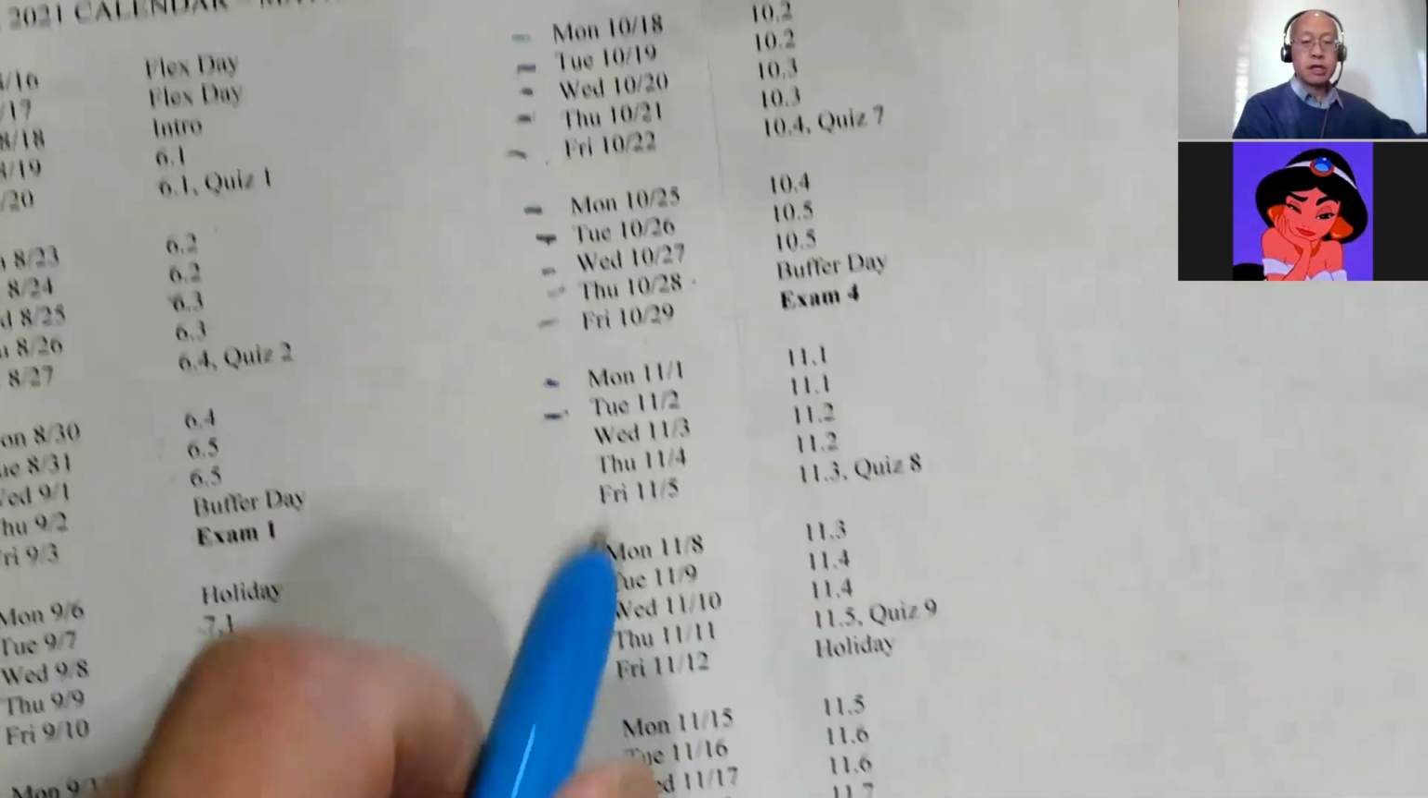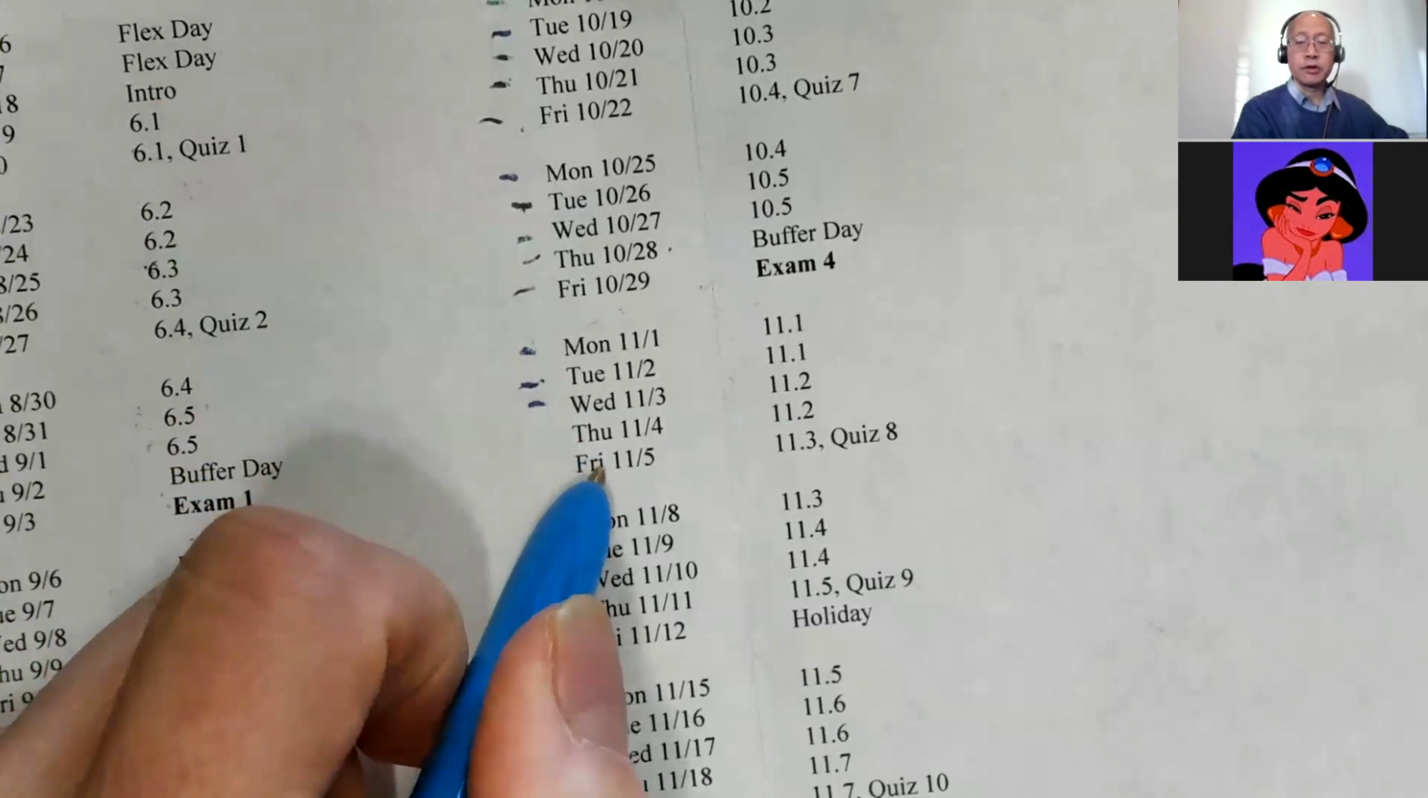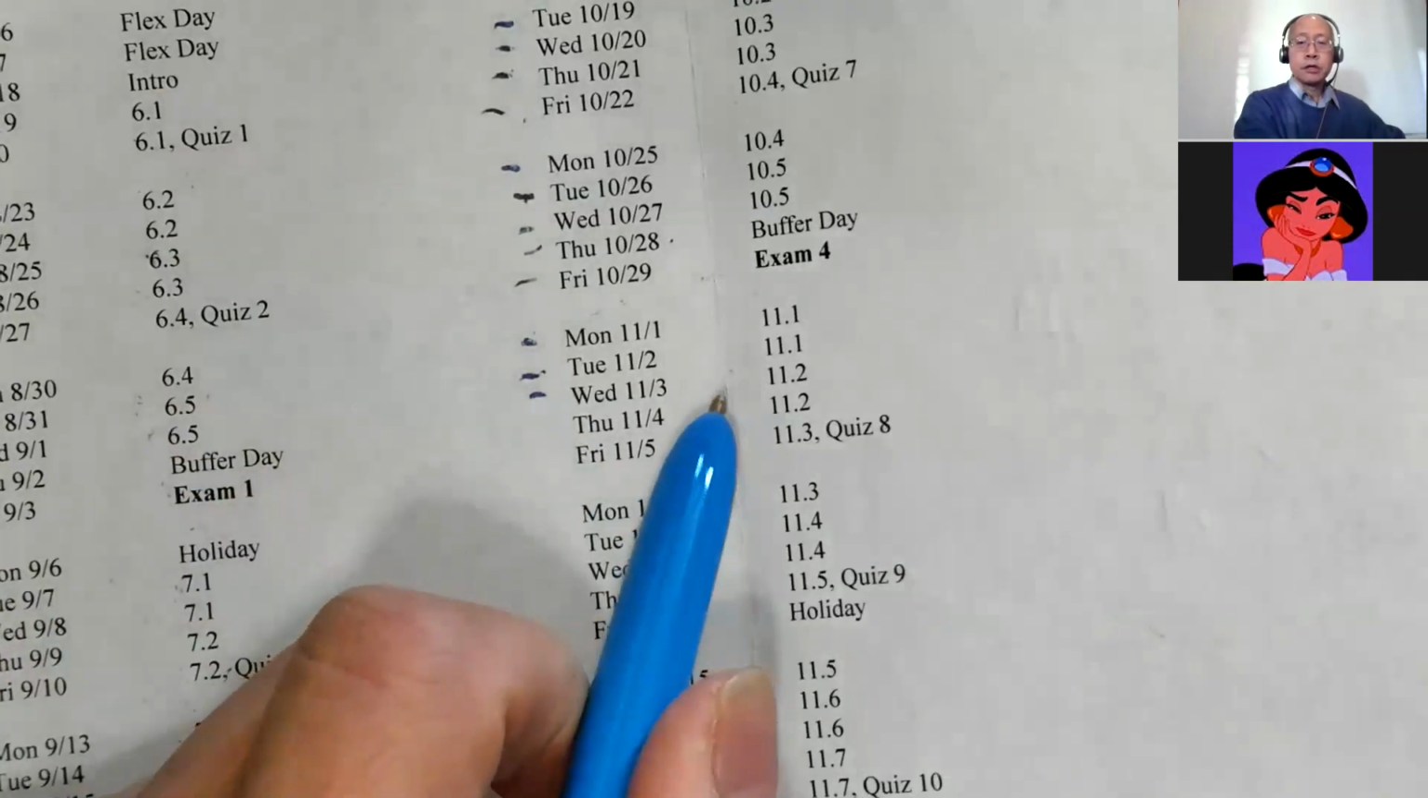Schedule-wise, we're just about right on schedule, starting 11.2, a couple days for 11.2. All right, so let's continue on with series.